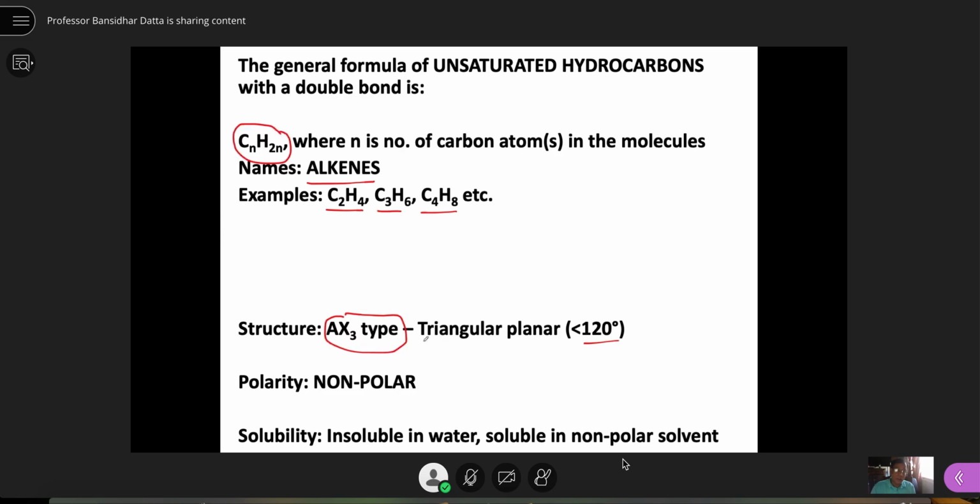And we talked about why, right? These molecules are non-polar. Why non-polar? Carbon is 2.5, hydrogen is 2.1. 2.5 minus 2.1 is less than 0.5. So all hydrocarbons are non-polar. Therefore, they are insoluble in water. They are soluble in non-polar solvent, right? Because basically we say non-polar molecule will dissolve in non-polar solvent.